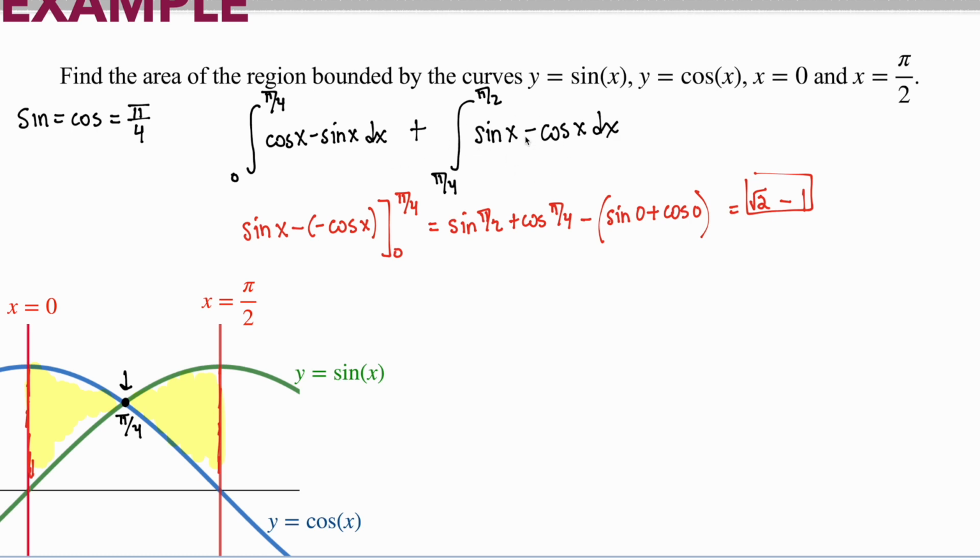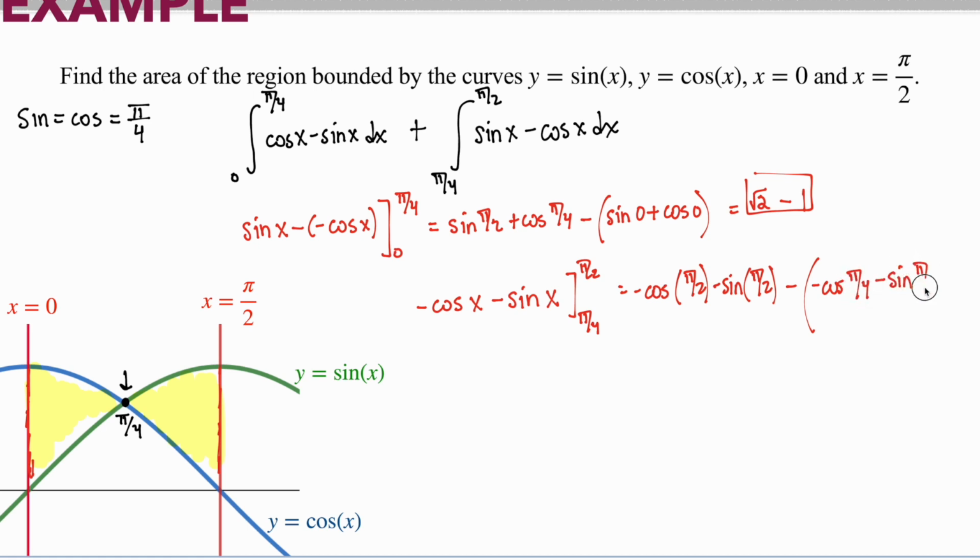Now we got to do the second integral, which I believe is going to be the exact same, but now we just need to make sure that works. The integral of sine is negative cosine, and the integral of cosine is sine. And now we're going from pi over 4 to pi over 2. So we are going to do negative cosine of pi over 2 minus sine at pi over 2, minus a negative cosine at pi over 4 minus sine at pi over 4.